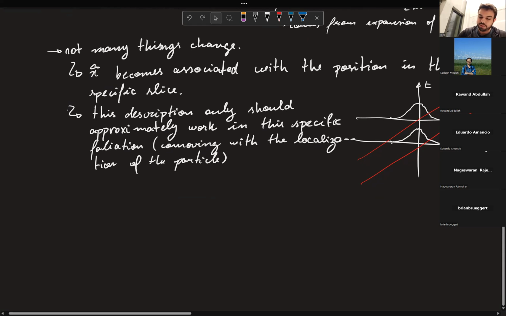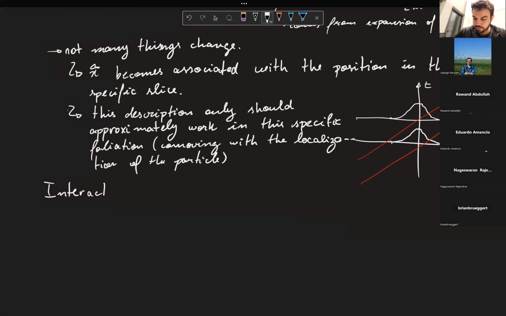Okay. So now that we have this description for the wave function in spacetime, which is tied to the foliation, in order to describe the interaction with the field, basically, well, we get the field and we will couple it in a very simple way. Let's see what comes out of it. So, interaction with quantum field.